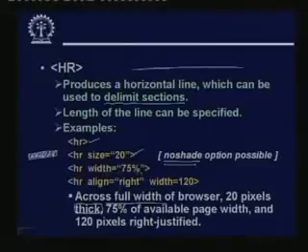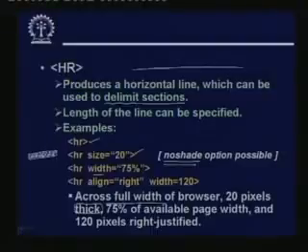HR width equal to 75%, you can also specify width. Width equal to 75% means it will have a width equal to 75% of the current displayed window. If the window is bigger, it will be 75% of that. If you have resized the window to make it smaller, the line will be 75% of that. So you can specify the relative width of the line with respect to the window size.